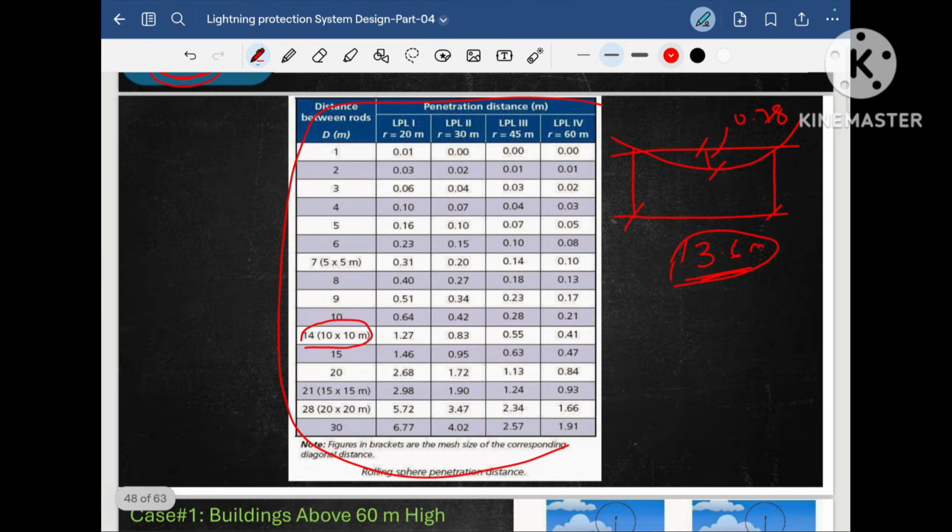Okay, and we have chosen class 2 protection. So as per this chart, the penetration distance given is 0.83. As our distance between the two air terminals is not 14 meter but 13.6 meter, our penetration distance came to 0.78 meter, which is almost nearby to 0.83 meter. So what is the conclusion?